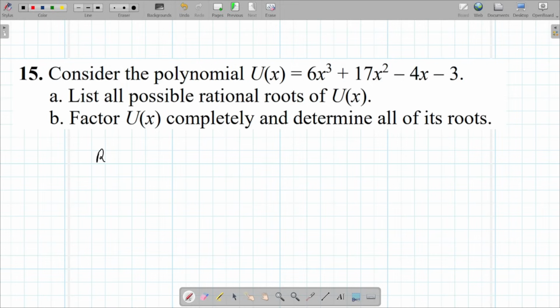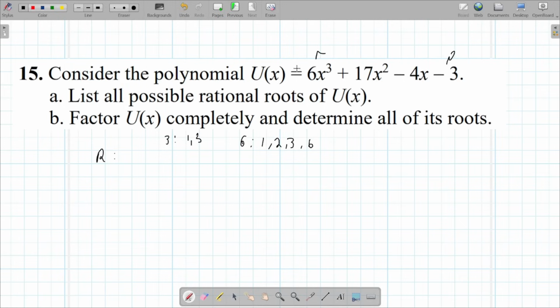List all possible rational roots. How do we find all possible rational roots? We first have to look at the final term and the leading term. Our final term is 3, and the factors of 3 are 1 and 3. Then 6 is my leading term, whose factors are 1, 2, 3, and 6. So 1 times 6, 2 times 3. So my roots are the final term divided by the leading term. If you call this R and you call this P, it will be factors of P divided by factors of R.